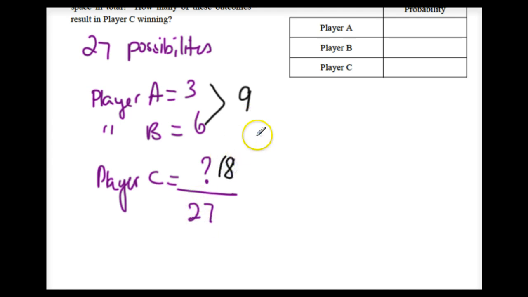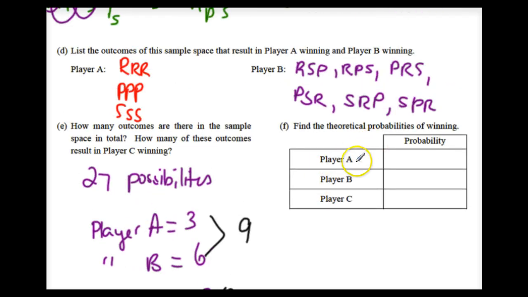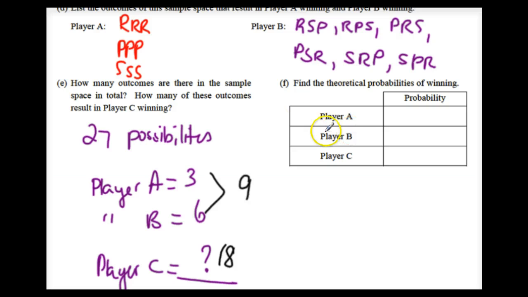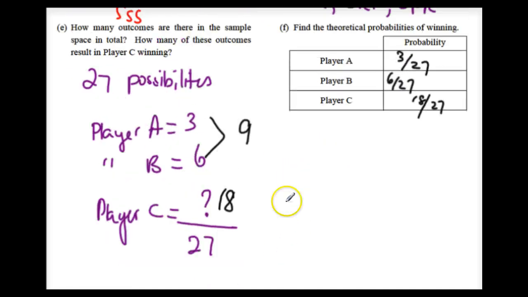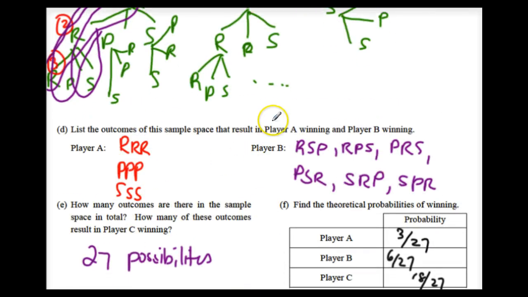That's 18. Here it says find the theoretical probability. So the theoretical probability that A will win: A has 3 out of 27 choices. Player B has 6 out of 27 choices. And player C has 18 out of 27 choices. And those are my probabilities for this.